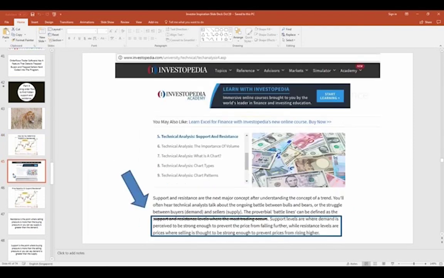And I'm not making this stuff up. If you look it up, you can see here, support levels are where demand is perceived to be strong enough to prevent price from falling further, while resistance levels are prices where selling is thought to be strong enough to prevent prices from rising higher.